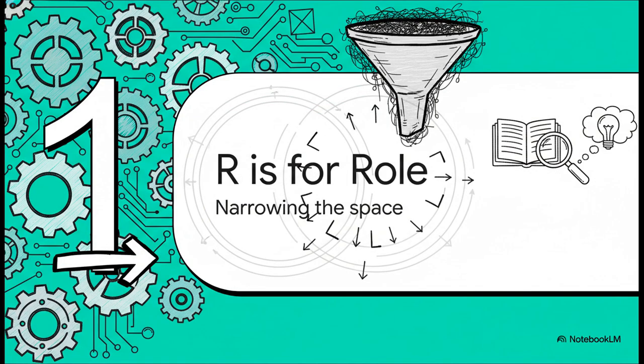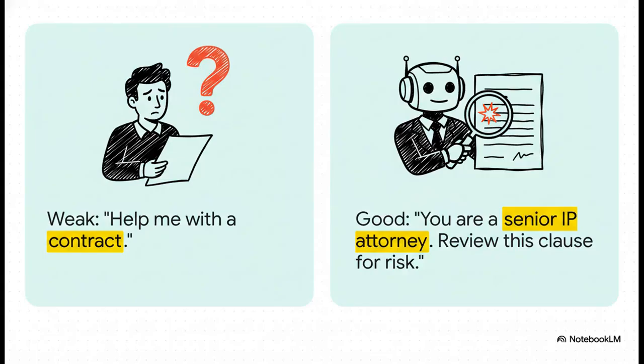So let's kick things off with the first one. R is for role. Now, this isn't about pretending the AI is a person. It's a technical command, really. When you assign a role, you are telling the model which specific parts of its vast training data it should focus on. You're strategically narrowing its decision space from everything it's ever learned down to expert in this one specific thing.